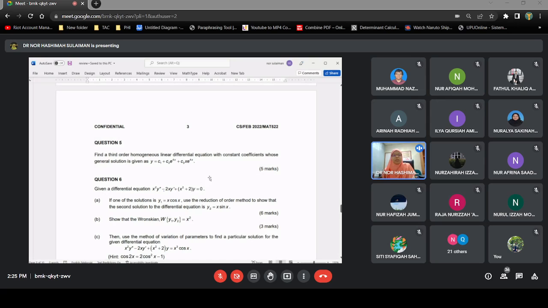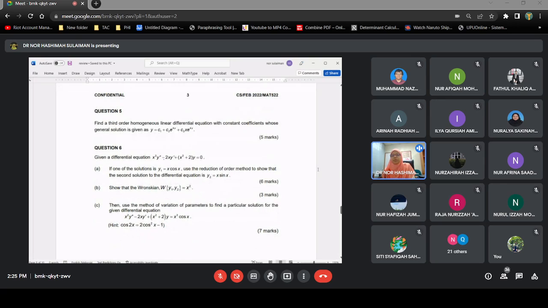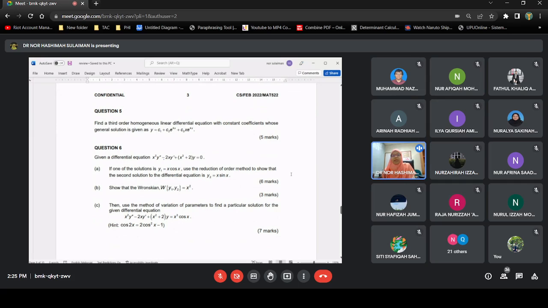Okay, ada beberapa soalan kalau tengok. Can you see the screen that I'm sharing at the moment? Boleh nampak ya? Ini adalah beberapa soalan yang saya ambil daripada kertas semester February 2022 ni lah. Okay.